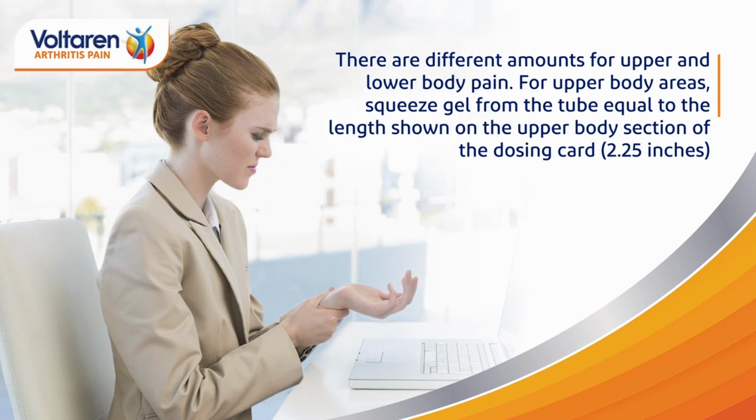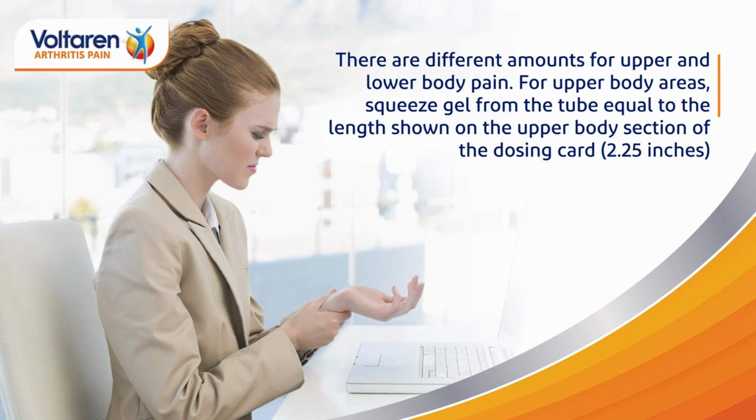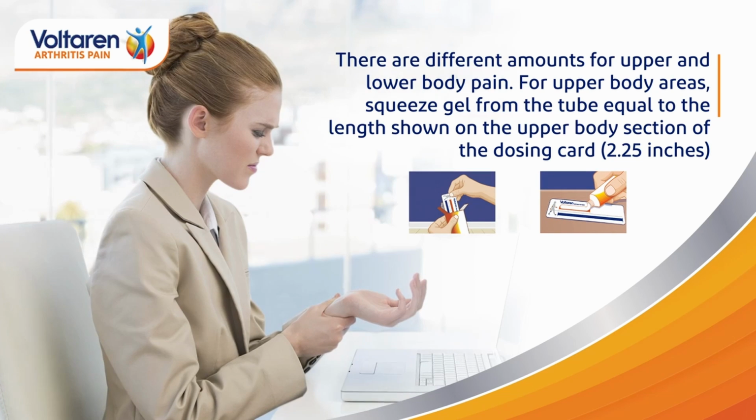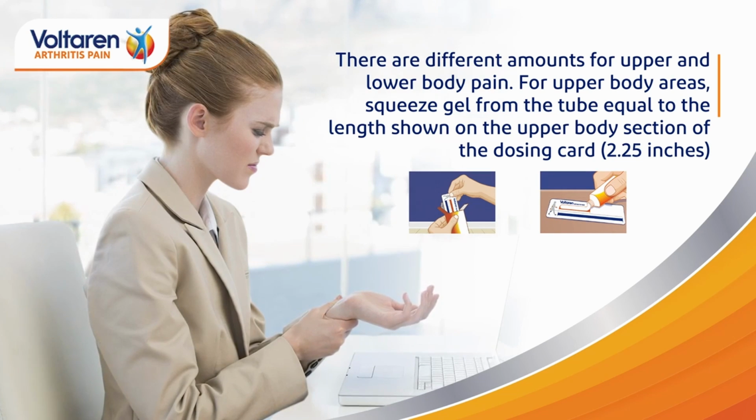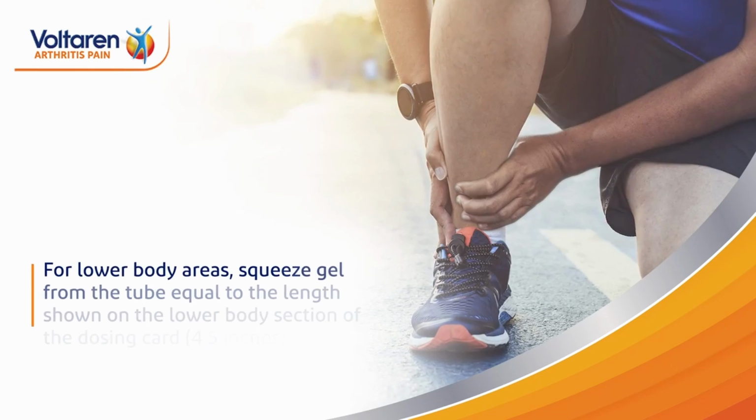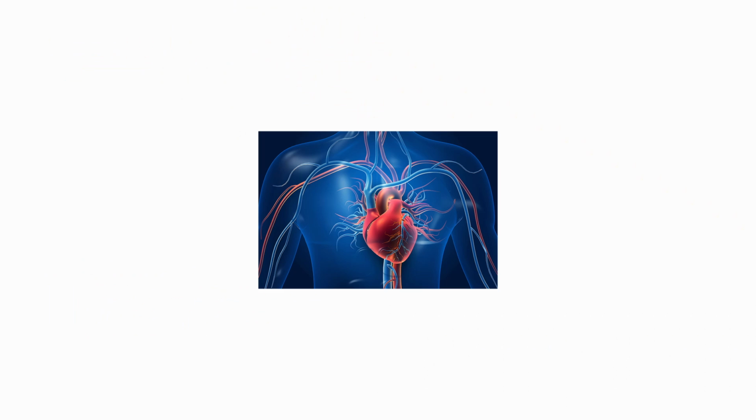For example, Voltaren has different dosages and advice for upper and lower extremities, which can be measured using a dosing card. Generally, it's best to use the lowest dose possible, especially if you have a risk factor for NSAID toxicity such as cardiovascular disease. Again, speak to your GP to make sure.